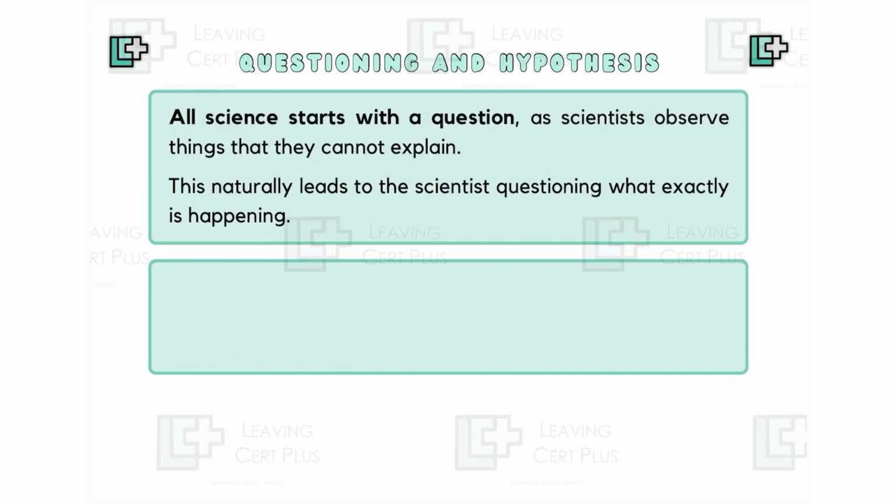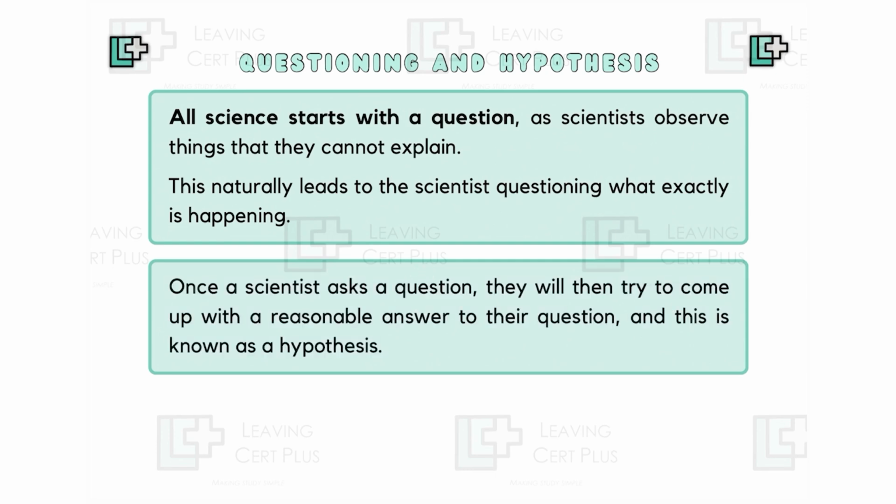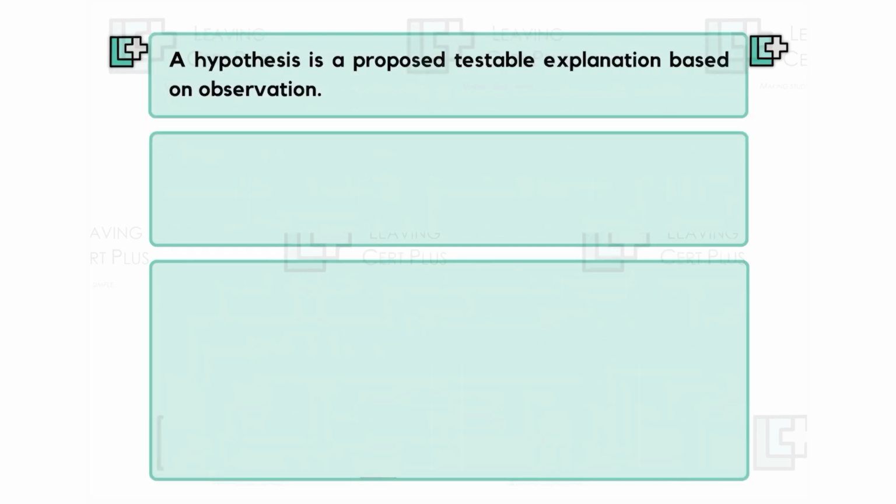So what about questioning and hypothesis? So all science starts with a question. As scientists observe things that they cannot explain, this naturally then leads to science questioning exactly what is happening. And when we question what happens, we try to come up with reasonable answers or explanations, and this is known as a hypothesis. And a hypothesis, by definition, is a proposed, testable explanation based on observation. So you see something you don't understand, you then try and figure out what's happening or what's causing this change to happen in the environment, and then you propose a test to explain this phenomenon.